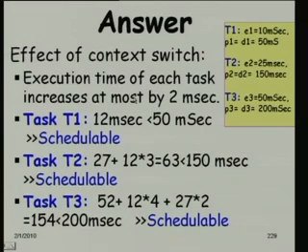The execution times for each task become 12, 27 and 52, as we were saying, and 12 is less than 50. So, the first task satisfies the completion time theorem. Task T2, 27 plus 12 into 3, this also satisfies, and the third task also satisfies the completion time theorem. So, even after factoring in the context switch times, the task set is schedulable.